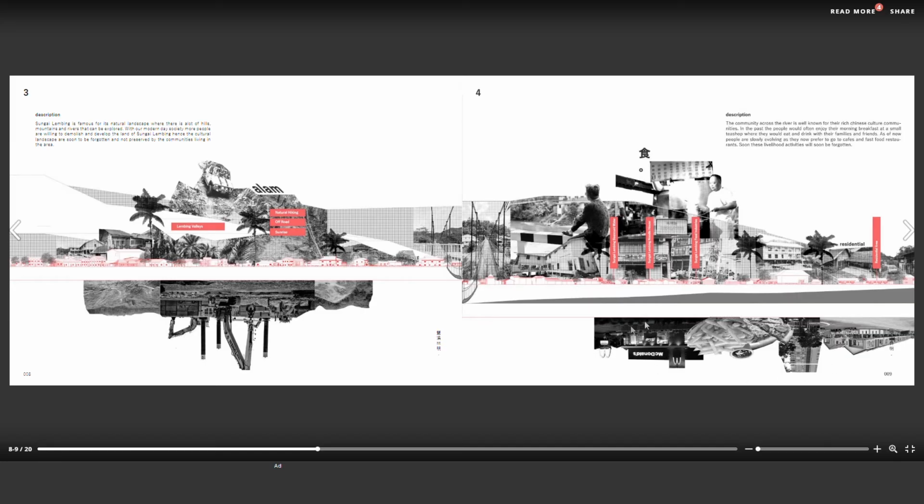As of now, in our modern day society, we crave more fast food restaurants or cafes instead of going to or appreciating the local culture of our older generation.